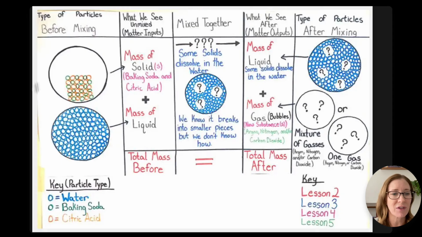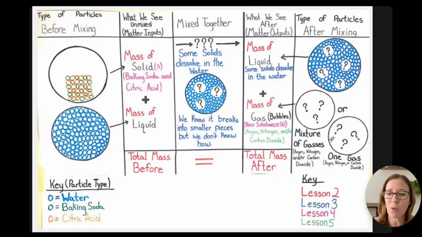And so you're going to have a zoom in bubble, and we're going to use this key: citric acid and baking soda is what makes up the solid. You're going to see the water is a liquid. And so we're representing these ideas at the particle level. But what we still don't know is how to represent what's dissolved in water. We're not sure, do these break apart? Are they green? Are they yellow? We know it breaks into smaller pieces, but we don't know how.